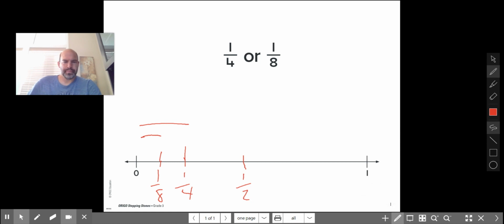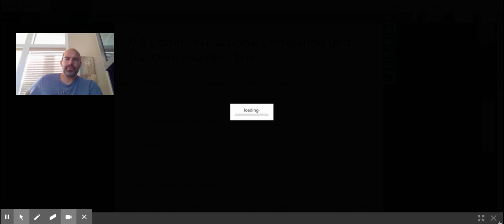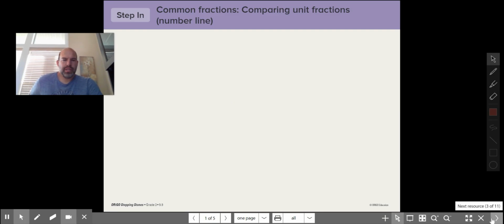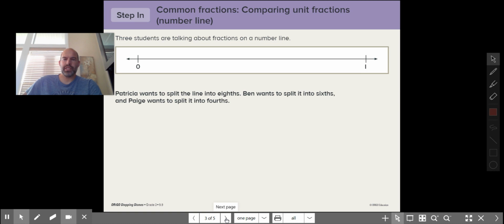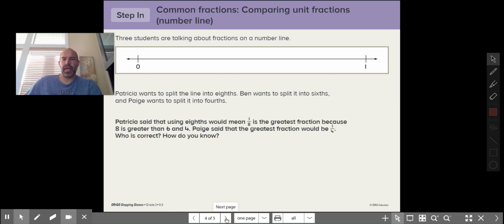All right, now let's move along here. We're going to go through these today. I usually skip over this, but we're going to go through it today, all right? So it says 3 students are talking about fractions on a number line. Patricia wants to split the line into 8ths, Ben wants to split it into 6ths, and Paige wants to split it into 4ths. Patricia says that using 8ths would mean 1/8 is the greatest fraction because 8 is greater than 6 and 4. Paige says the greatest fraction would be 1/4. Who is correct? All right.